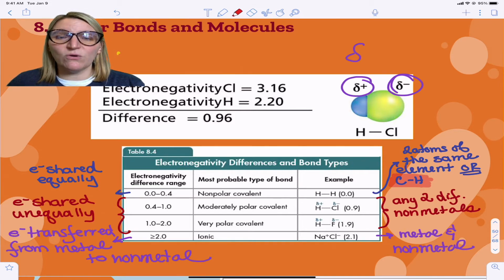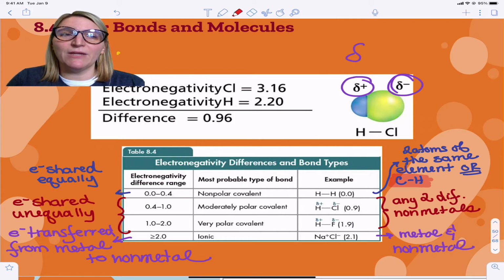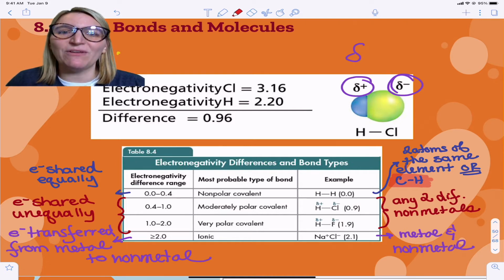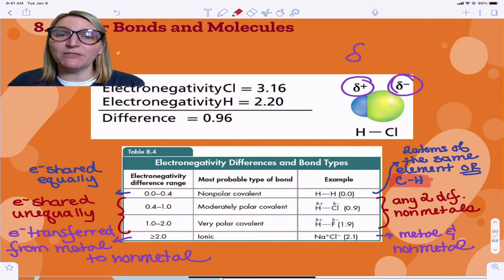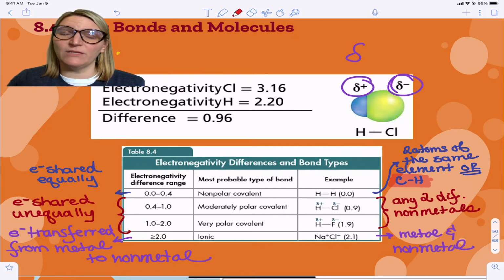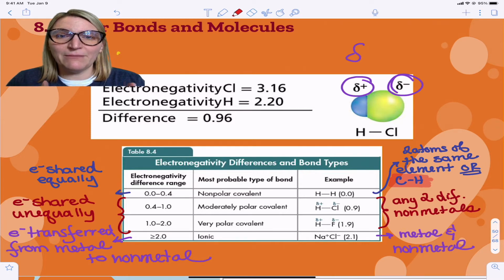And then the last category is ionic. Ionic happens, we talked about this, when the electronegativity difference is so big that the metal completely gives up its electron to the nonmetal, and then the nonmetal is negative and the metal is positive. And so that happens between a metal and a nonmetal. So we know metal, nonmetal, ionic. Two nonmetals, it's definitely going to be covalent. It could be nonpolar covalent or polar covalent. The difference is, are those two of the same element or are they two different elements?